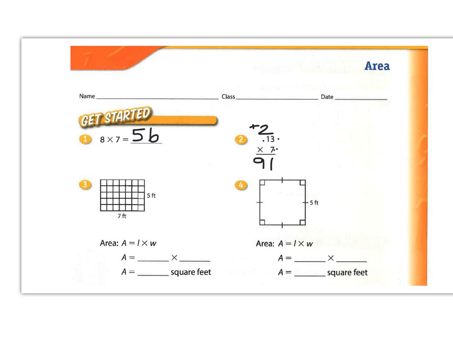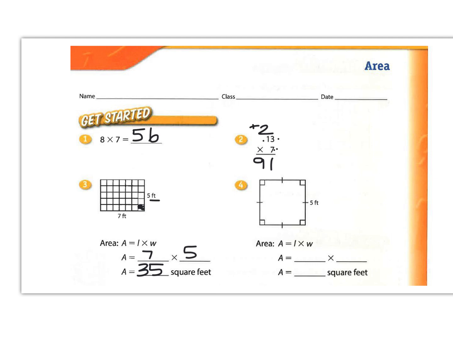All right, number 3, area equals the length times the width. So just like we reviewed before, we would do 7 times 5. So we would write 7 times 5. 7 times 5 is 35. And since we're doing area, it's little squares, so it's square feet.